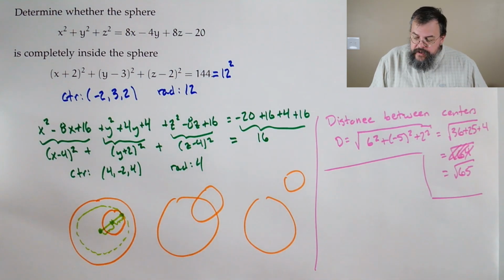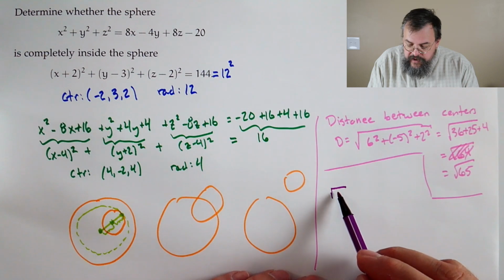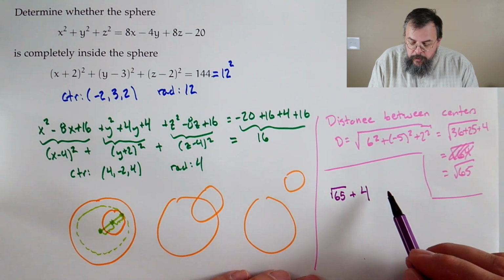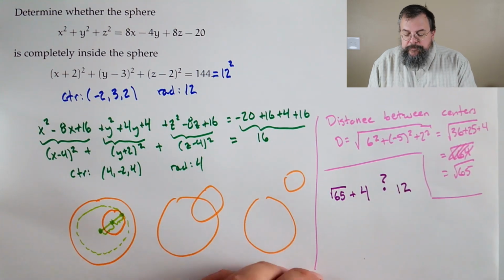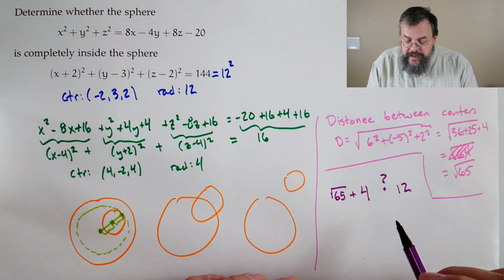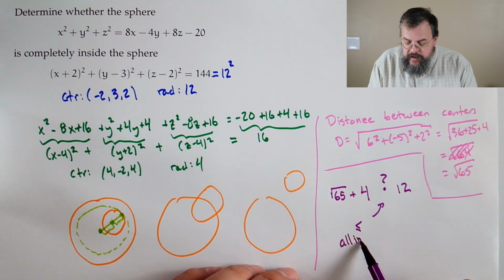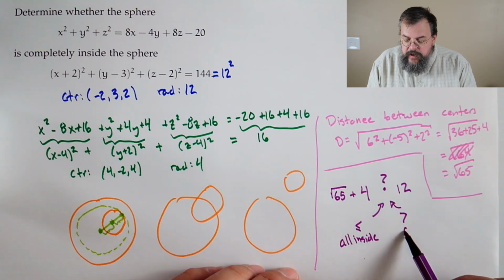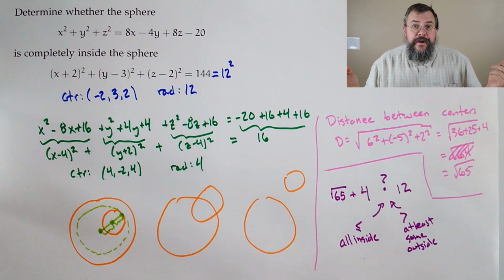Now, here we go. We wanted to compare. It all boils down to this question. We're going to take this distance between the centers, the square root of 65, add to it the radius of the small one, 4, and now what we want to do is compare this, we don't know how it compares yet, to 12. So, here's the thing. If this is less than or equal to, then we're all inside. If this is greater than, then at least some is on the outside. So now we have the question, how does the square root of 65 plus 4 compare to 12?